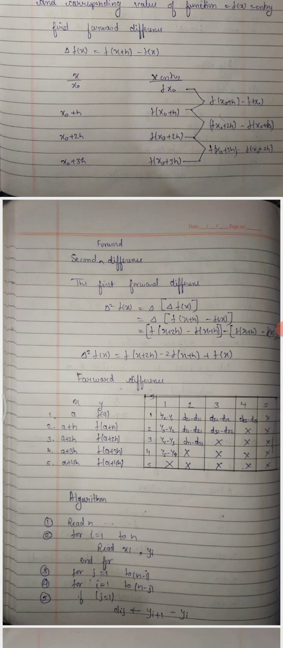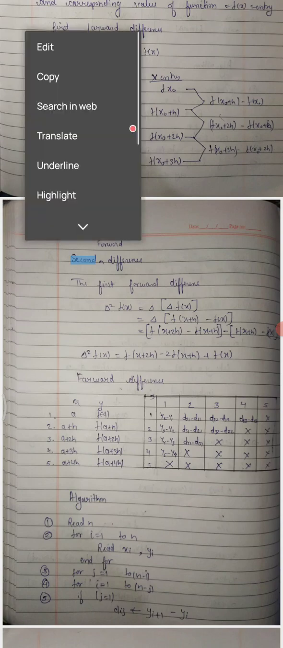Then what we have to do? We have to make the 1, 2, 3, 4, 5 table. We have to generate a table and then write the algorithm.